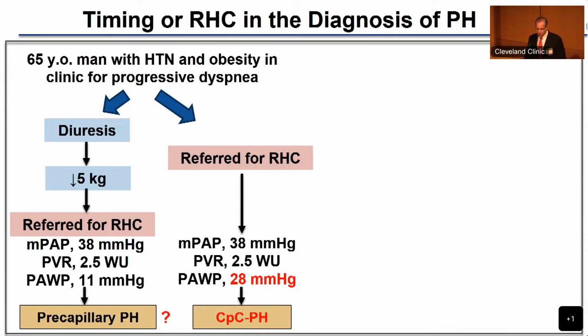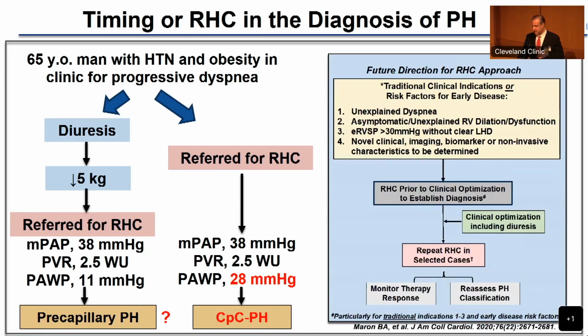And it raises the question, if you had referred them for right heart catheterization before you had done a full diuresis, would you have found the same data? Would you really have concluded that they had true precapillary PH, or maybe you would have identified a combined post-capillary PH phenotype, which of course steers you in a totally different direction in terms of diagnosis, risk factor modification, and treatment.